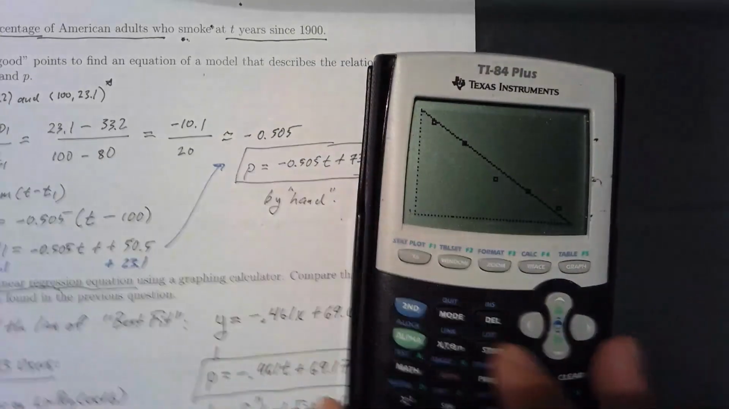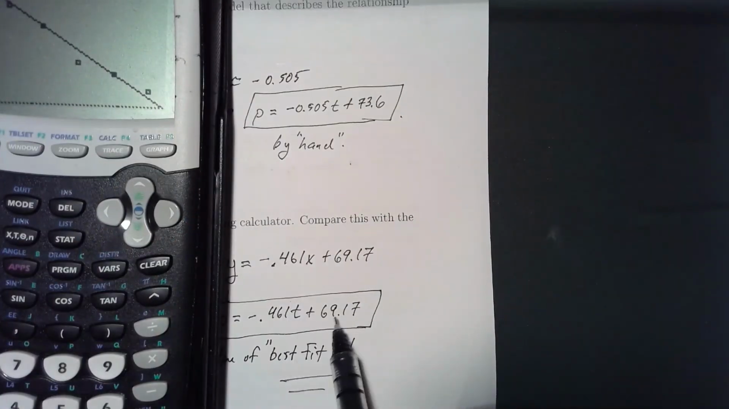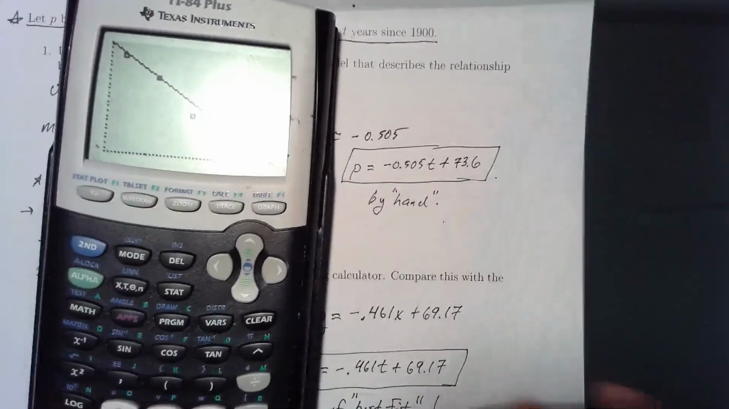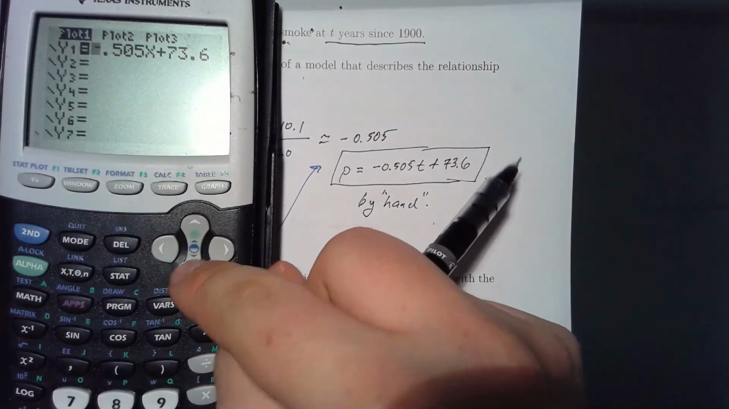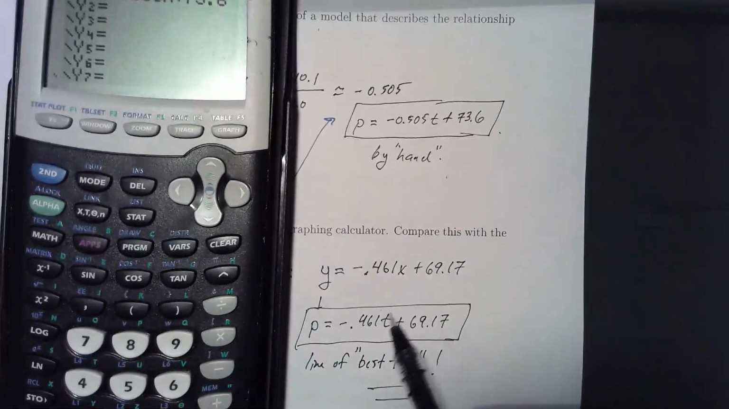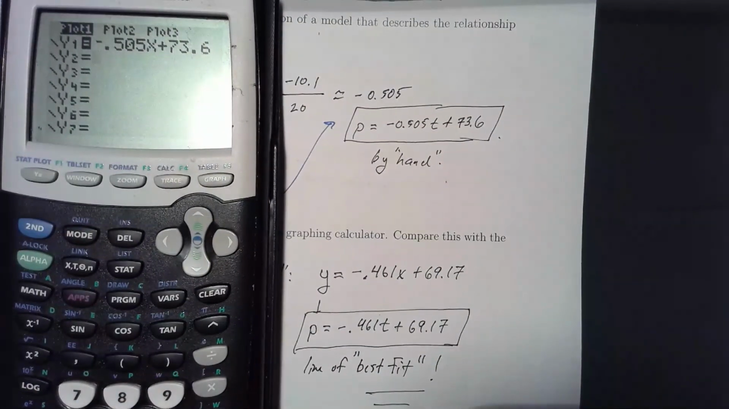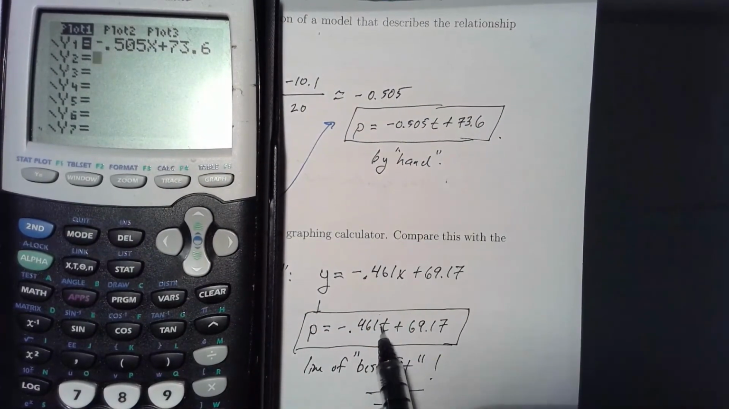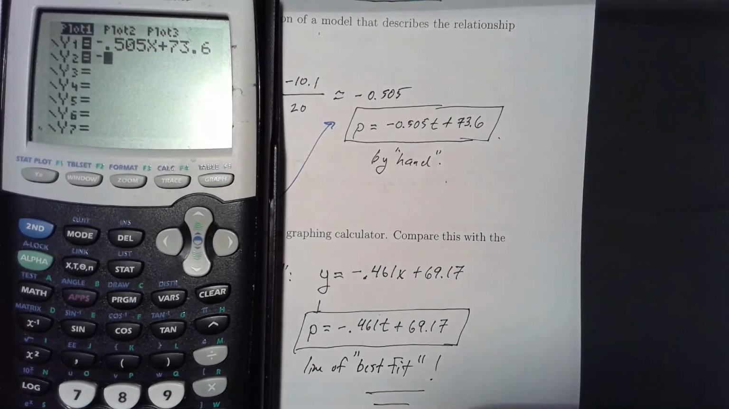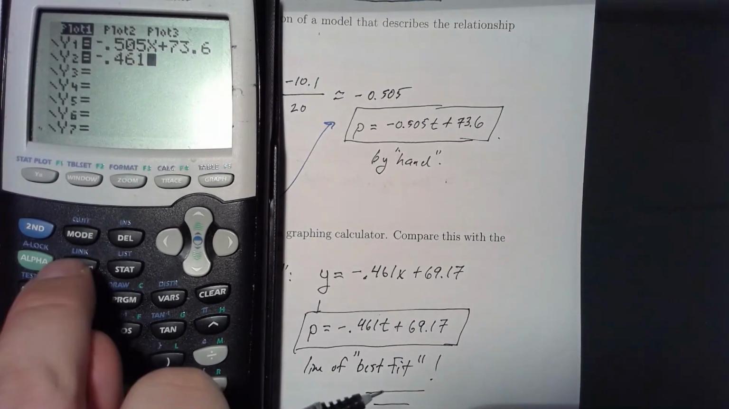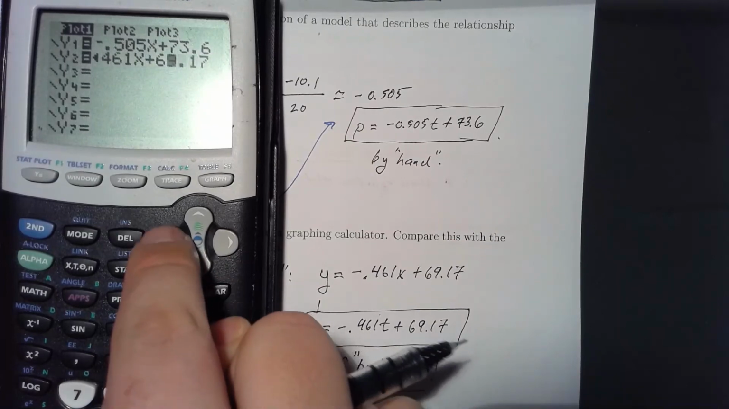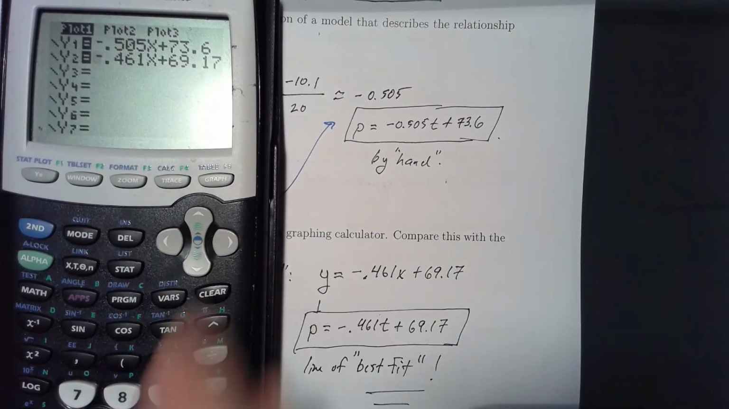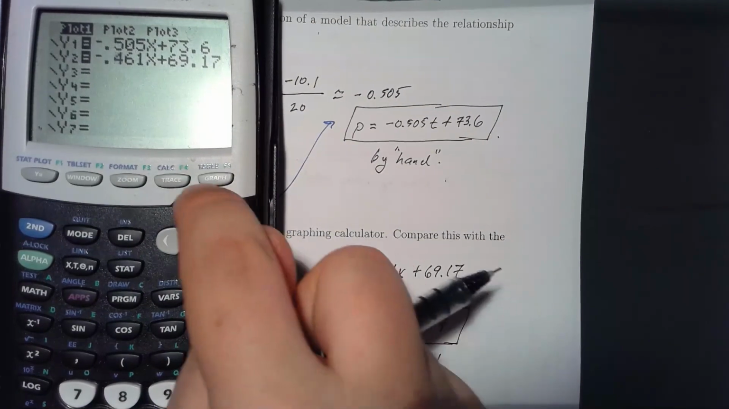So now let me actually plot the line of best fit here. Let's see how that compares to the line we found in part A. So in Y2, I'm going to plot the line of best fit. Remember, the other is the line we found by hand, but this is the best approximation of the data. -0.461x plus 69.17. Did I type that correctly? I did. -0.4618. Yep. So now graph.